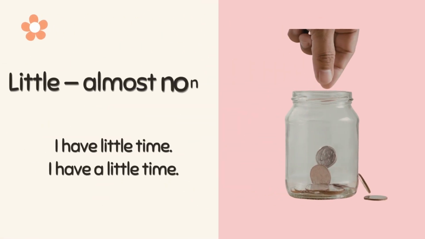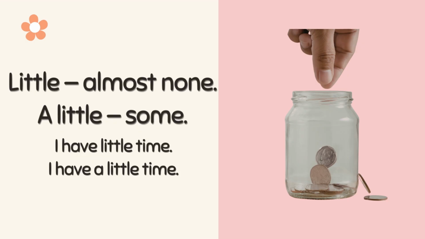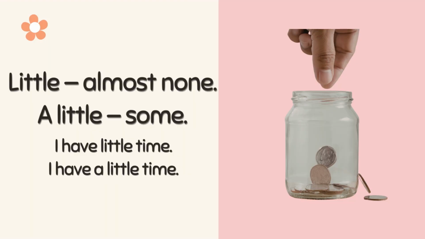Now, the same rule applies to little. Little means almost none, and a little means some. But the difference between this and few is that you use little for nouns that you can't count. For example, time, water, and so on. So you say, for example, I have little time. You can't count time, so that makes sense, okay? I have a little time.